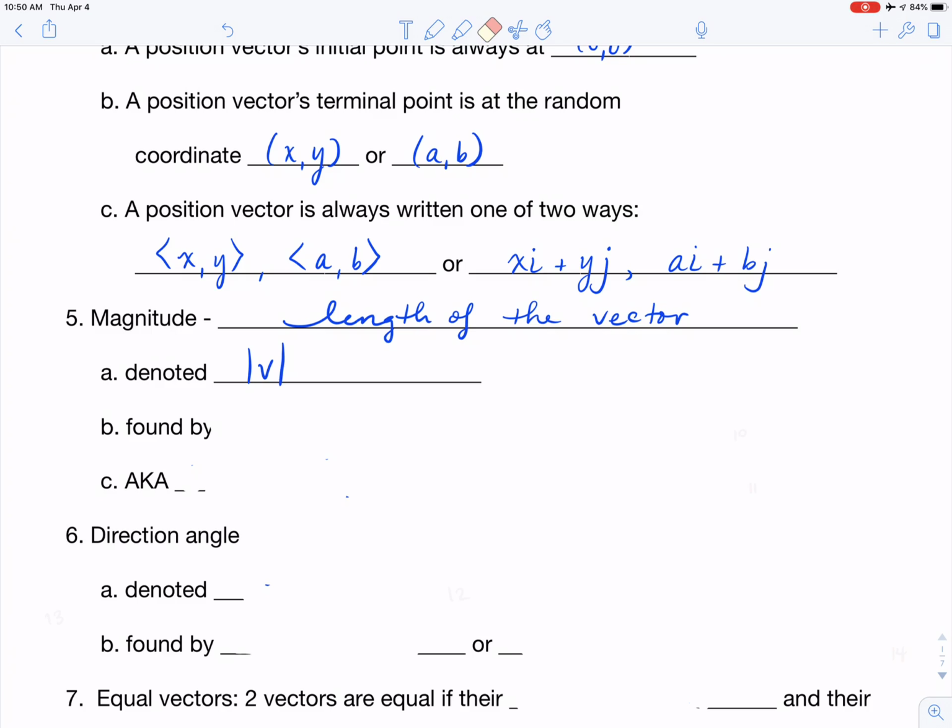The way that we find our magnitude is by using the Pythagorean theorem. And quite frankly, you've done this on many occasions because you have been finding a hypotenuse or finding the radius. That's the same thing as finding a magnitude.